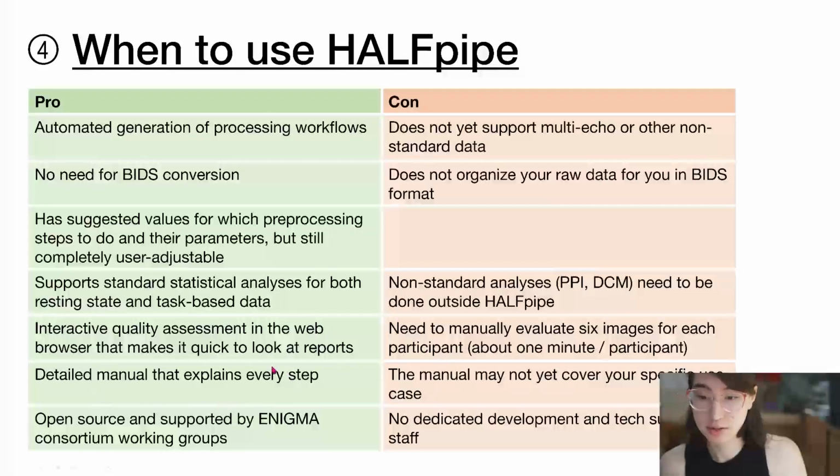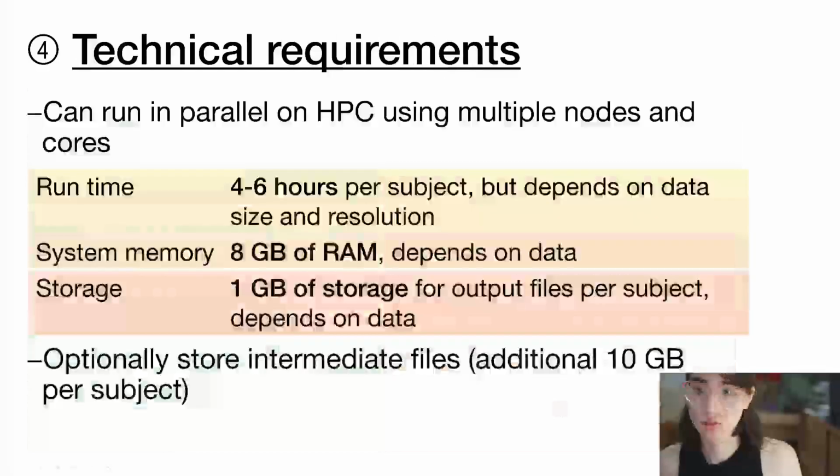We have a detailed manual that explains every step. Actually, the link is on the next page. But of course, that manual may not yet cover your specific use case. Another pro is that HALFpipe is open source and also supported by multiple ENIGMA Consortium working groups. But it also means that there's no dedicated development and support staff. So it's mostly just volunteers who are also using this for their projects, and of course me, who is leading development. So just to manage expectations.